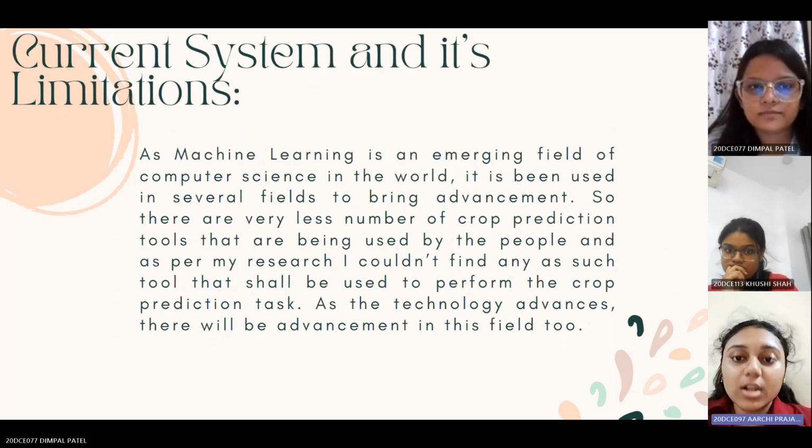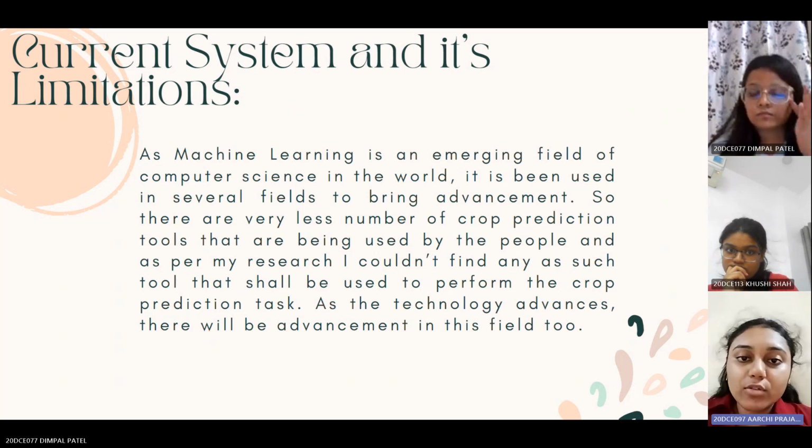So if we talk about the current system and its limitations, right now machine learning is the most developed technology, and using machine learning in this project, we will develop more crop predictions. And if I talk about the limitations, right now it is not much used in this scenario, but in the future it will be more available.